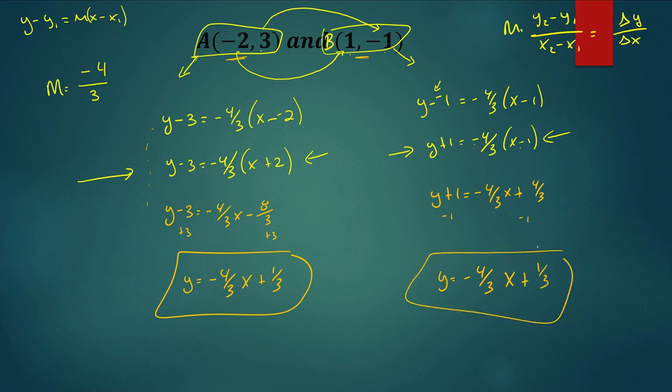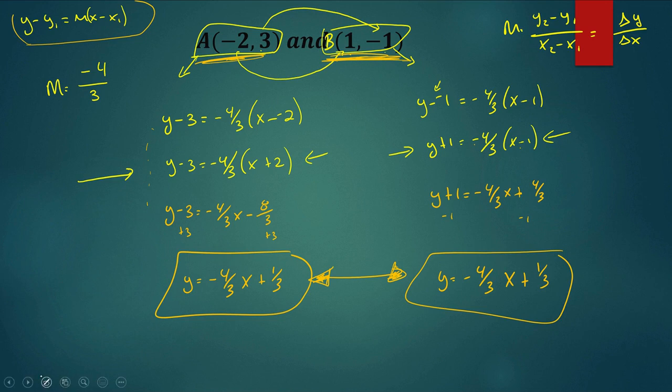And notice how in the end we get the same exact equation. And so to answer your question, it does not matter whether you use this point or this point in a point slope form equation as your y1 x1.